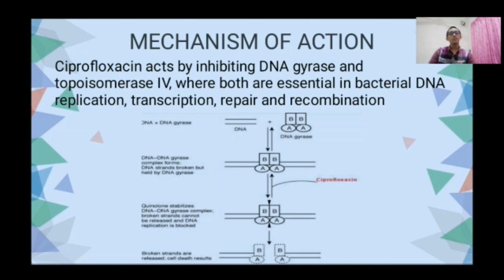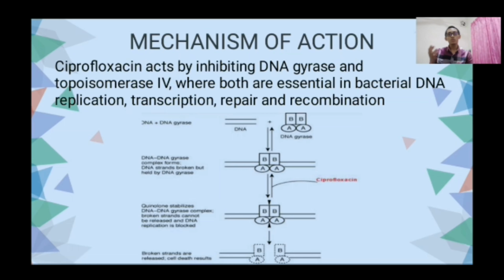Here we are in the mechanism of action of ciprofloxacin. Ciprofloxacin acts by inhibiting DNA gyrase and topoisomerase 4, both of which are essential in bacterial DNA replication, transcription, repair, and recombination. As we can see from the diagram, cipro, which is a broad spectrum fluoroquinolone class, acts by stabilizing the DNA gyrase complex. This causes the broken strands to not be released and DNA replication is blocked. After that, broken strands are released, which results in cell death.